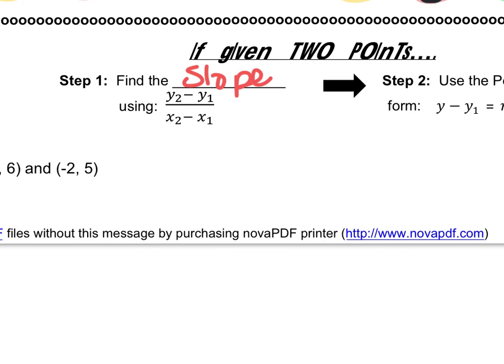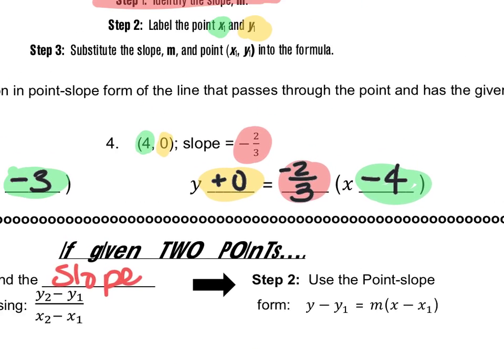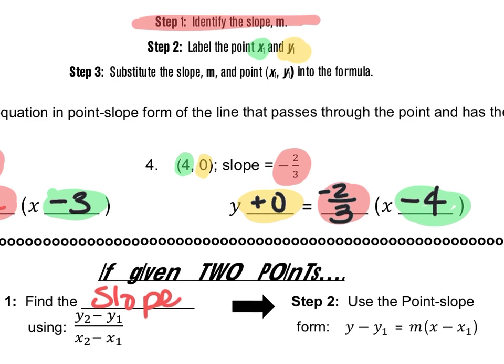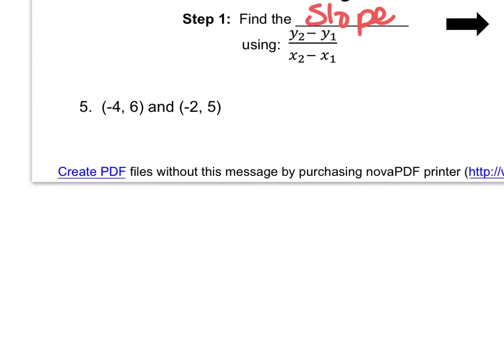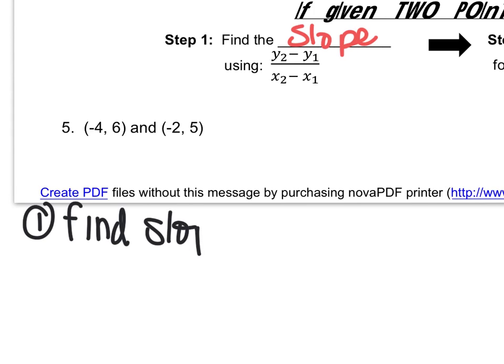And then once we have that slope, we can use the point slope form. So we can go back up here and follow these steps again, really steps 1 and 2, because we put them all together. So the first thing we've got to do for problem 5, they give us 2 points, -4, 6 and -2, 5. So the very first thing we're going to do is find our slope. So step 1, we're going to find our slope.